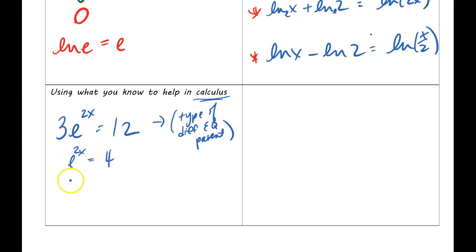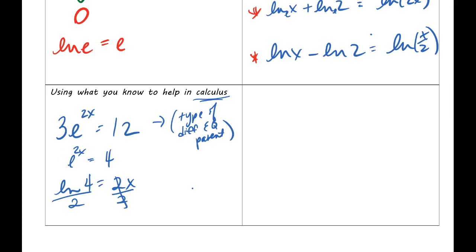And then to solve it out, you would need to take the natural log. You would need to rearrange and take the natural log of 4, and that equals 2x. And then you could divide both sides by 2. So you could get your answer by doing a little bit of algebra. All that I did here, guys, was rearrange.